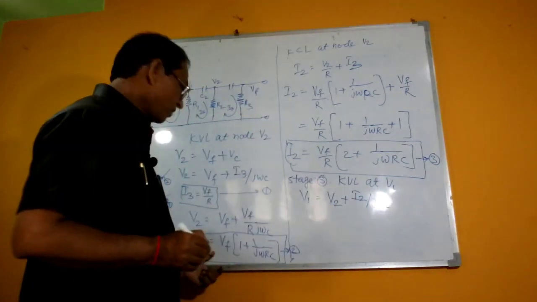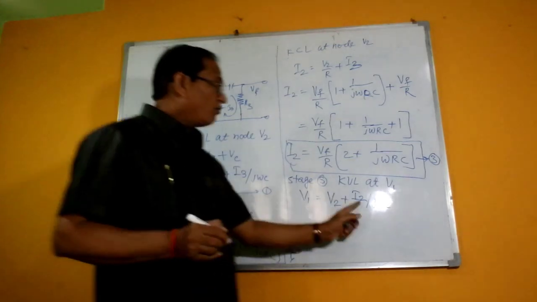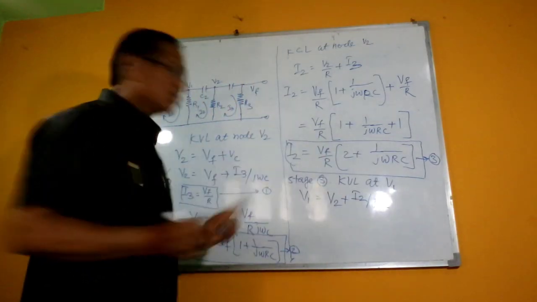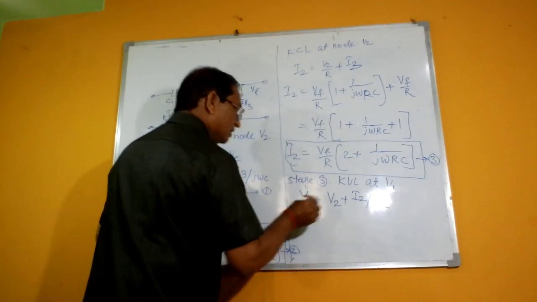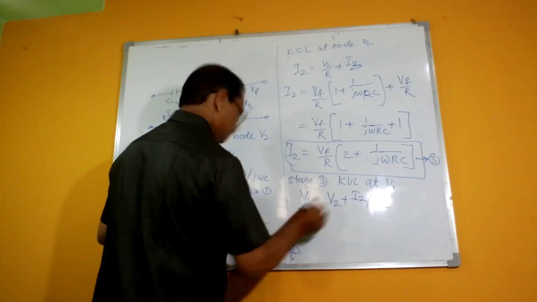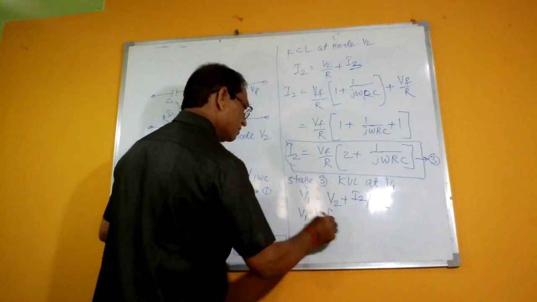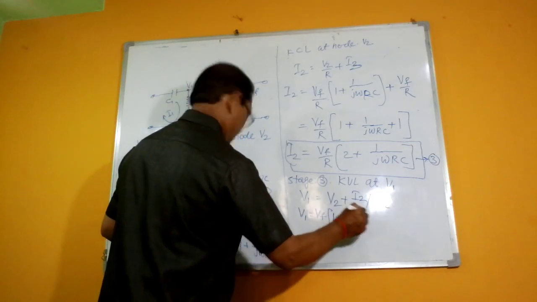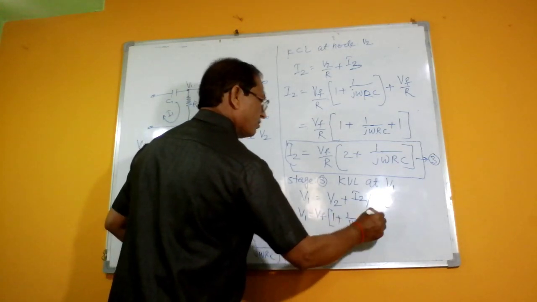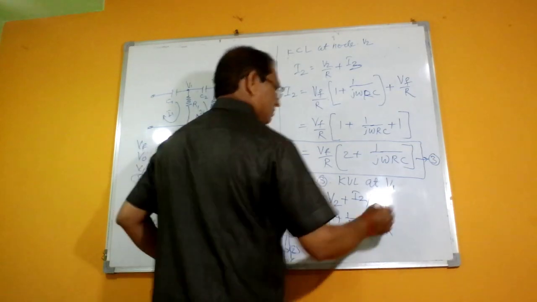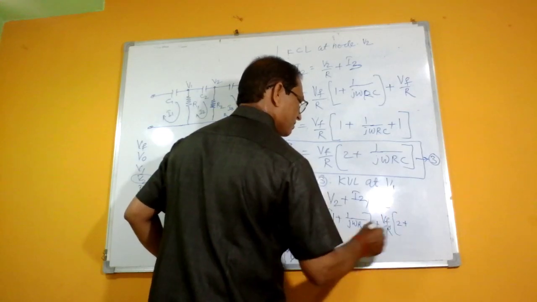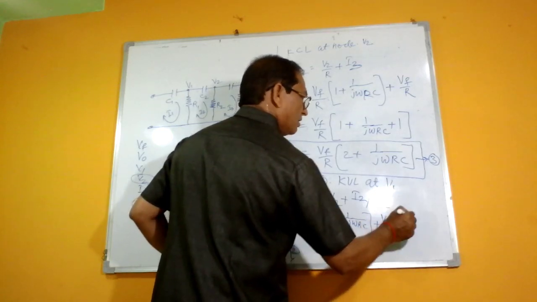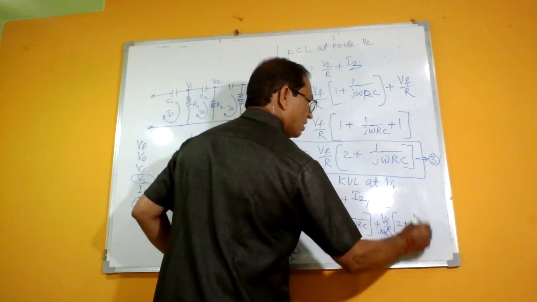Now the V2 value is known to you, as we have calculated it in equation number 2, and the value of I2 we have calculated in equation number 3. Substituting these values from equations 2 and 3, the value of V1 is obtained as Vf in bracket 1 plus 1 upon j omega Rc, plus Vf upon R in bracket 2 plus 1 upon j omega Rc, with the multiple factor j omega Cr in bracket 1, upon j omega Rc.